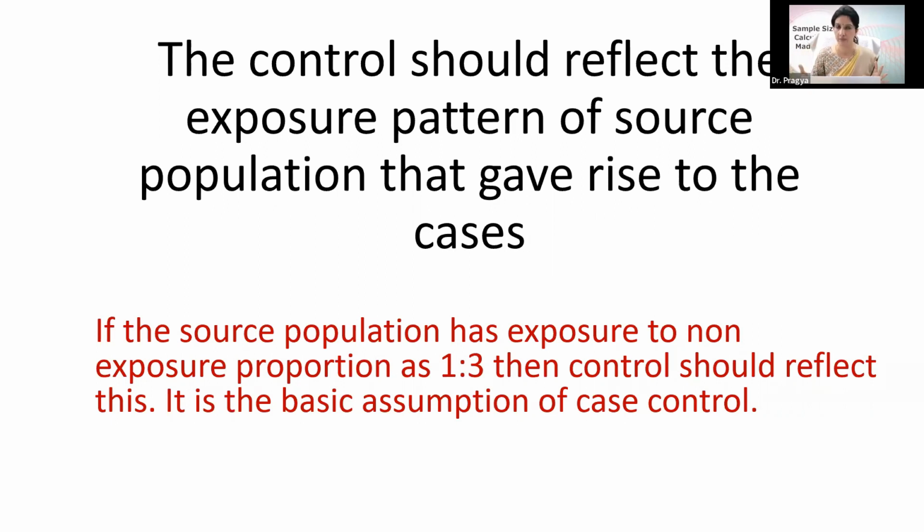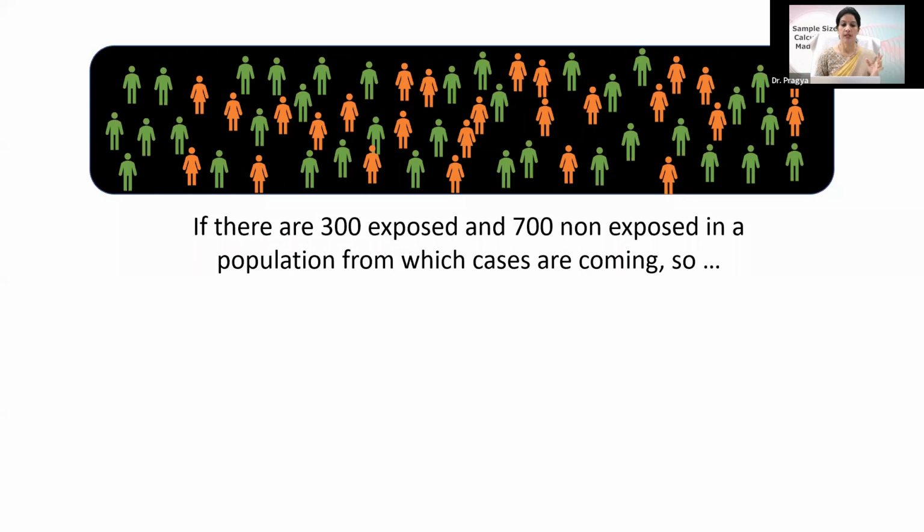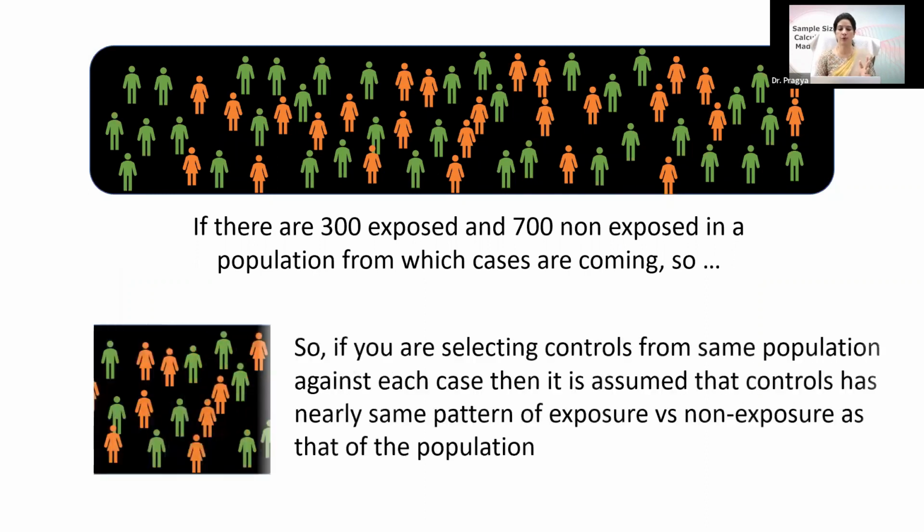From where to select? Because where you select from will classically show a difference in the association. So just to emphasize this example, in the population, if the ratio between the exposed and non-exposed is 3:7, like 300 are exposed and 700 are not exposed, then wherever you select the control, it should have the same distribution of exposure in the controls also.